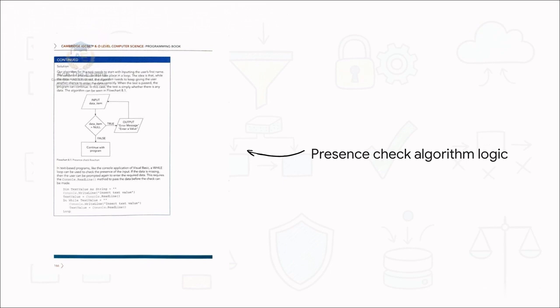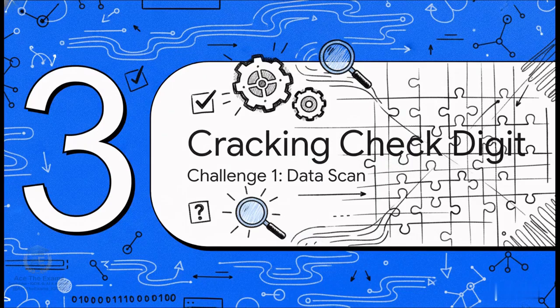If it evaluates to false, meaning the data is finally present, it breaks the loop and the program is allowed to continue. If you're writing a text-based console application, this is perfectly handled by a while loop or a do-while loop. Let's tackle Section 3, cracking the check digit.